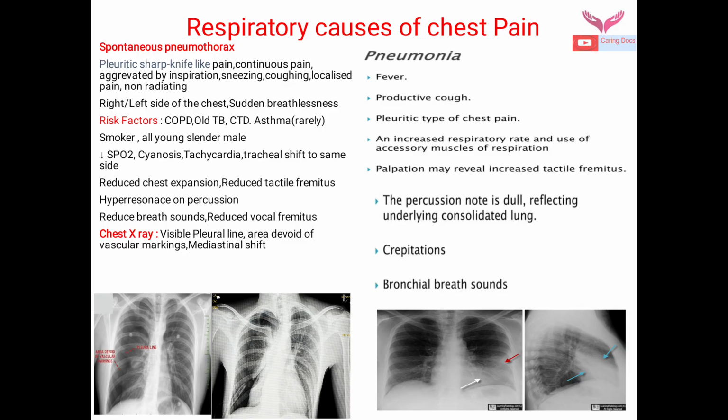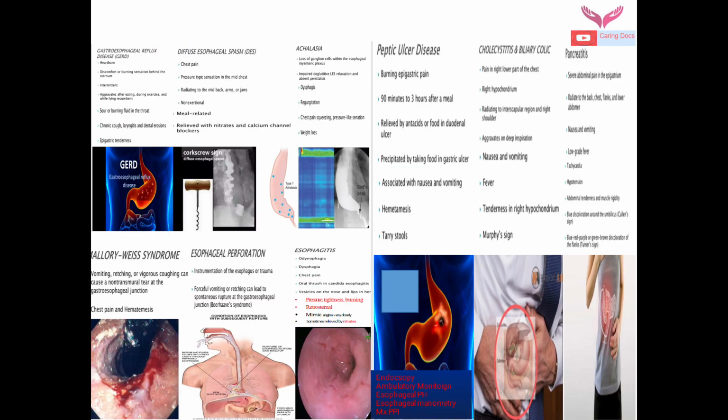Patient of pneumonia will have fever, productive cough, pleuritic type of chest pain. Palpation may reveal increased tactile fremitus. Percussion note is dull, reflecting underlying consolidated lung. Patient may have crepitations. We will hear bronchial breath sounds.